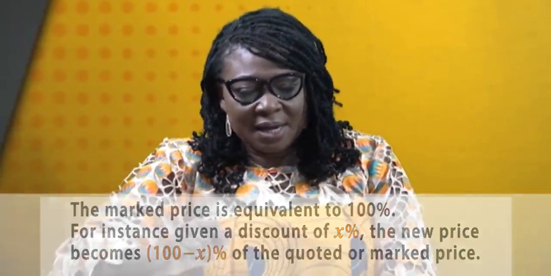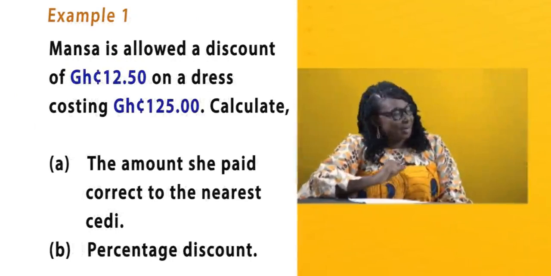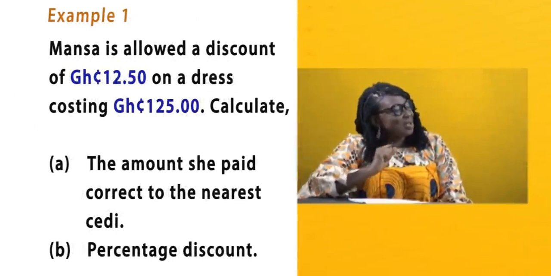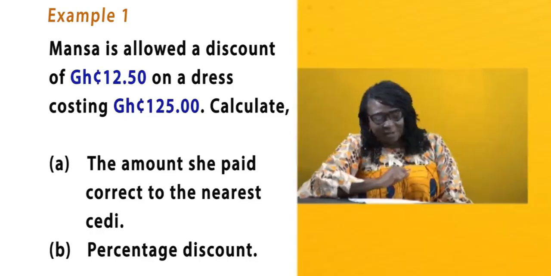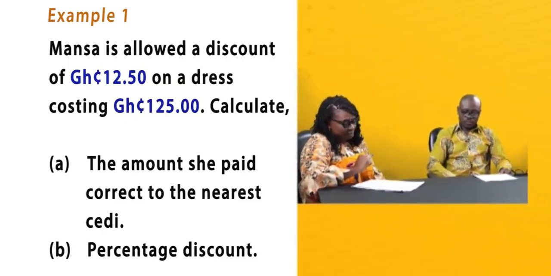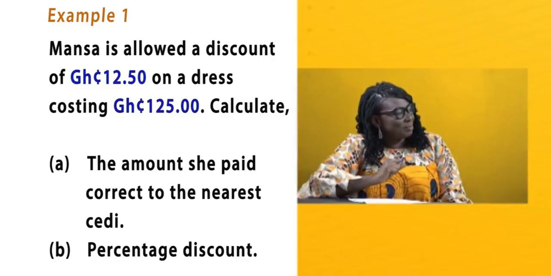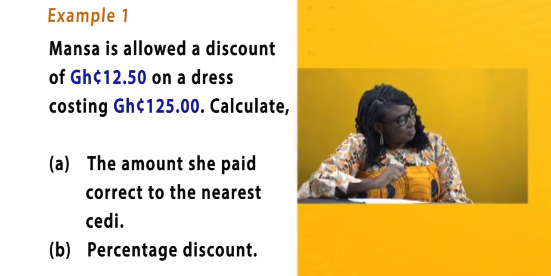Exactly. Thank you. Let's take a question so it will help us understand this concept better. How should students answer a question like this? Mansa is allowed a discount of 12 cedis 50 pesewas on a dress costing 125 Ghana cedis. Calculate A, the price she paid, correct to the nearest cedi, and then B, the percentage discount. How should we go about this question, please?